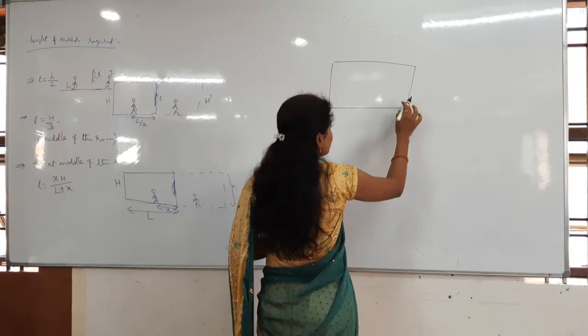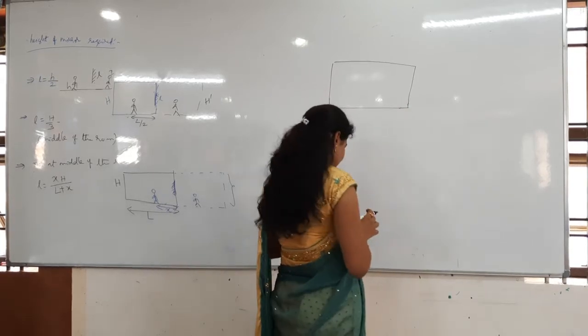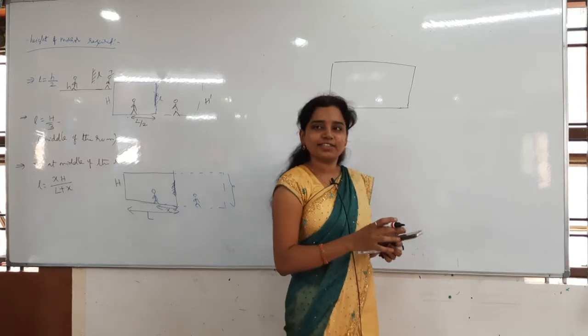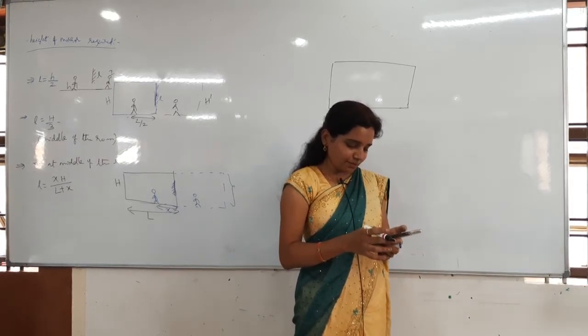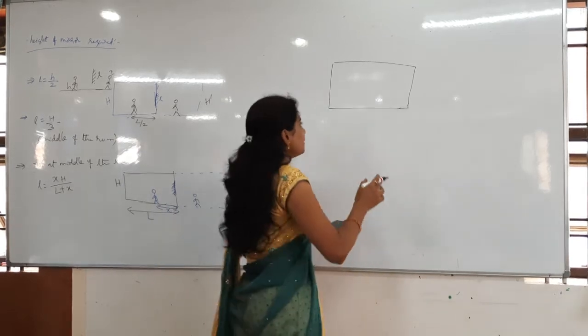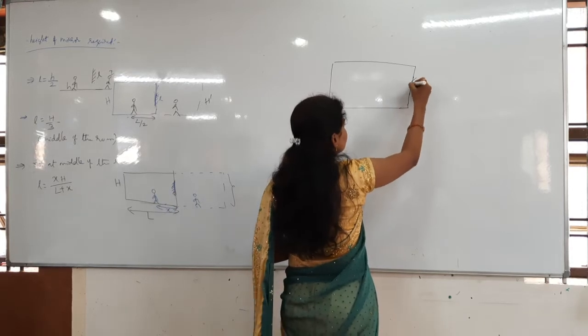0.6 meters is the correct answer. Question completed or not? Find the minimum size of the mirror in which the man will be able to see the complete height of the wall behind him. That is the question.